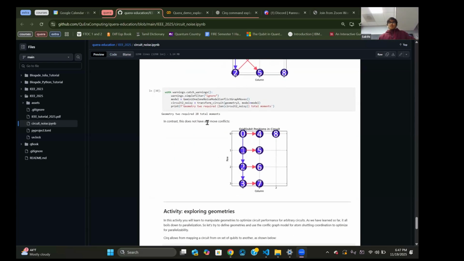In our second configuration, we can see that this only requires 28 moves as compared to the other one.